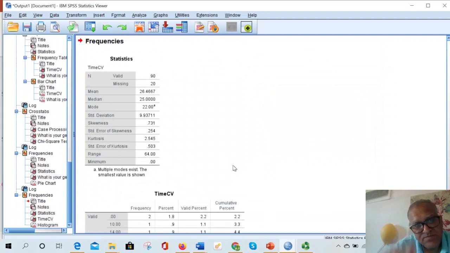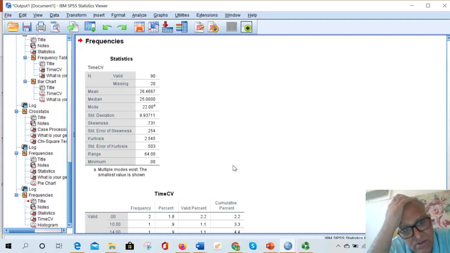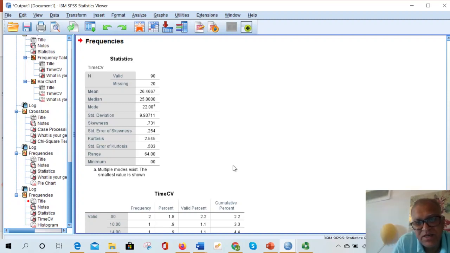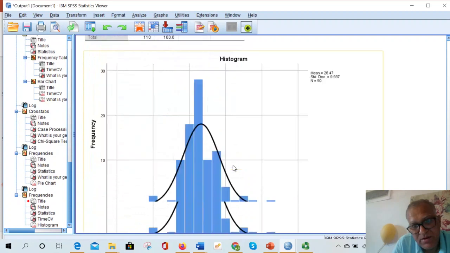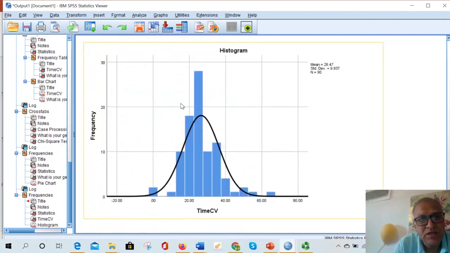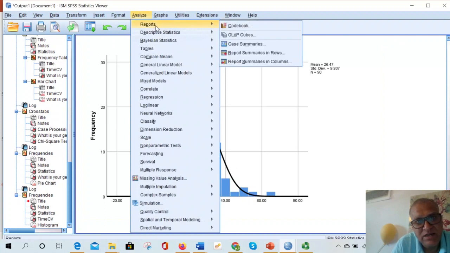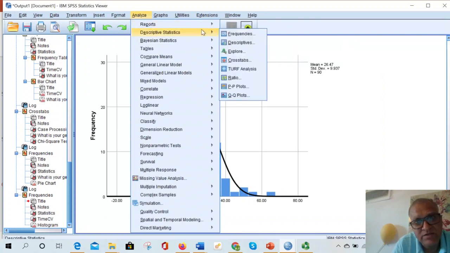Okay, so here we get mean time spent on cardiovascular activity is 26 minutes, median is 25 minutes, mode is 22. I hope you understand the difference between median and mode. You have to read the mode. Standard deviation is 9 minutes, skewness is 0.73, which shows the curve is slightly positively skewed. And kurtosis, the flatness and peakedness, is 2.5, so the curve is slightly peaked or sharp as compared to the normal curve. And here's the total frequency of people distribution, and here's a chart of the people distribution. This kind of analysis is known as descriptive statistics. You can do that by analyze, descriptive statistics, and frequency table.